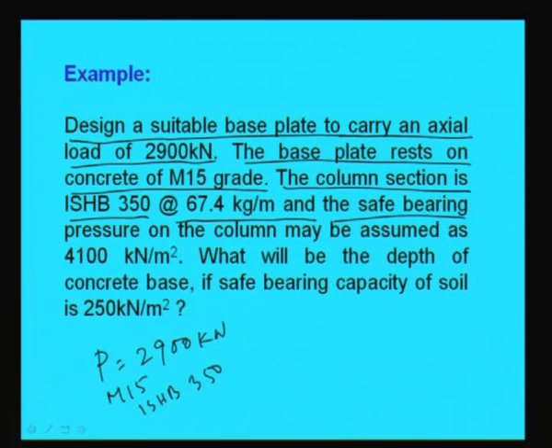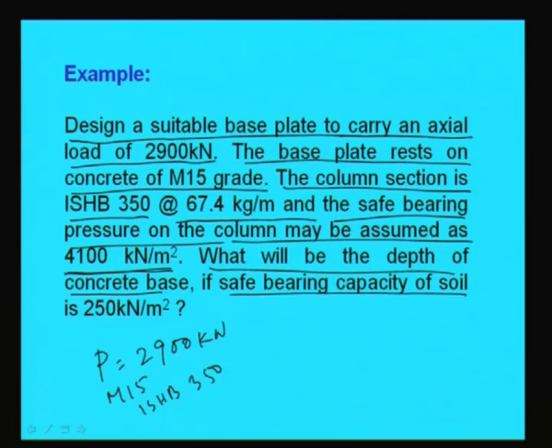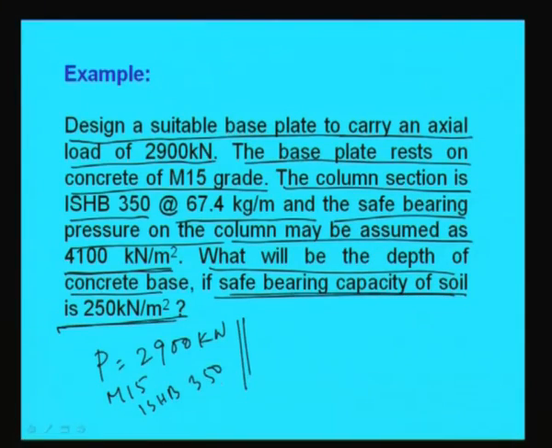The shape bearing pressure on the column may be assumed as 4100 kilonewton per meter square. What will be the depth of concrete base if the shape bearing capacity of soil is considered as 250 kilonewton per meter square? So we have to find out the depth of concrete base, meaning the dimension of base plate and the concrete base. So with this data, let us try to solve this.